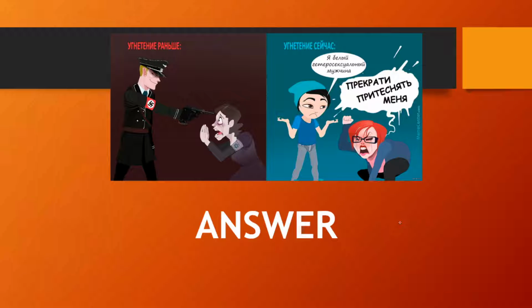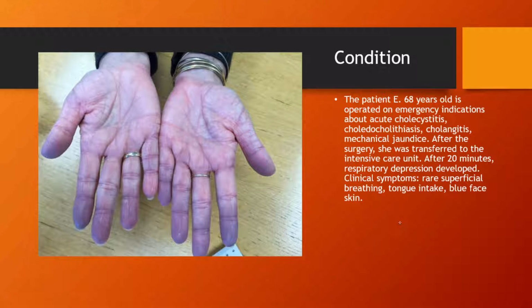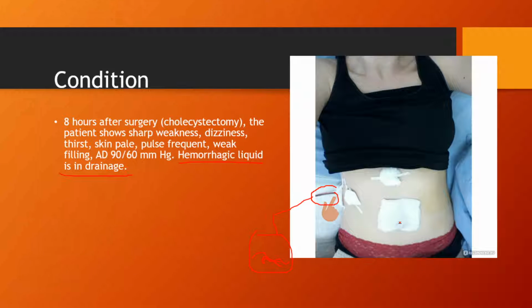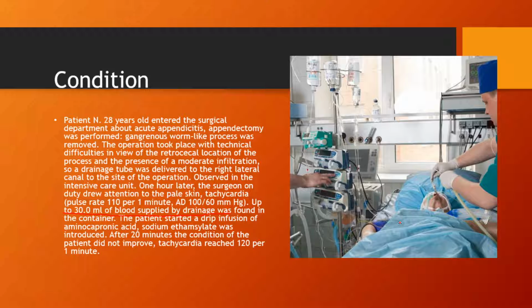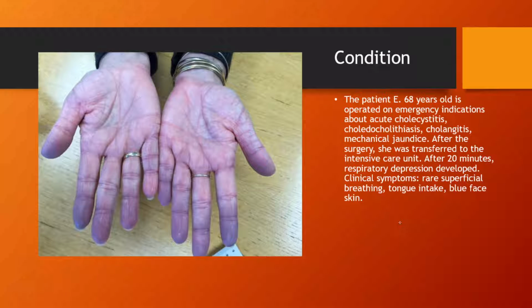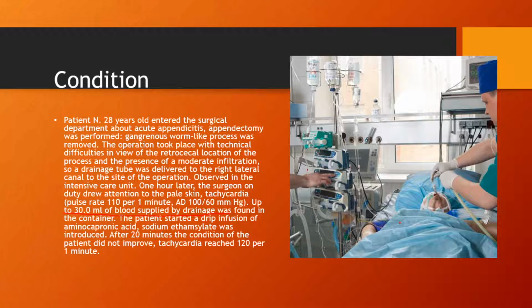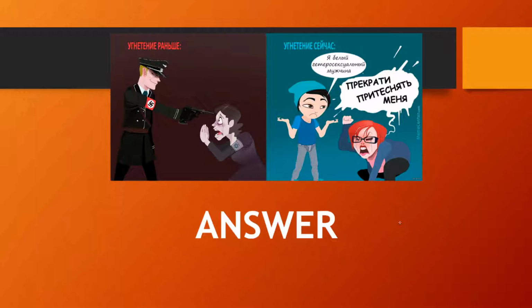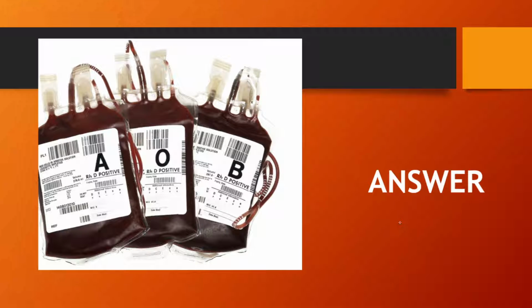Next one. It is this one. So in this case we talk about complications like bleeding, and we need to do laparotomy, and then we need to do a hemotransfusion.